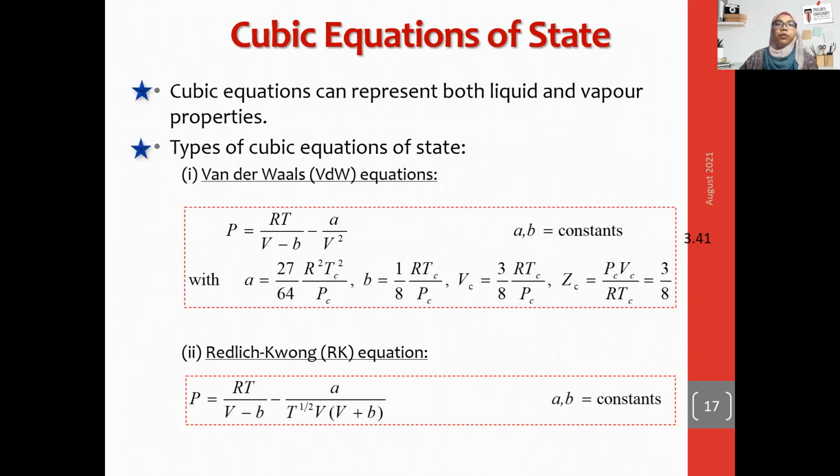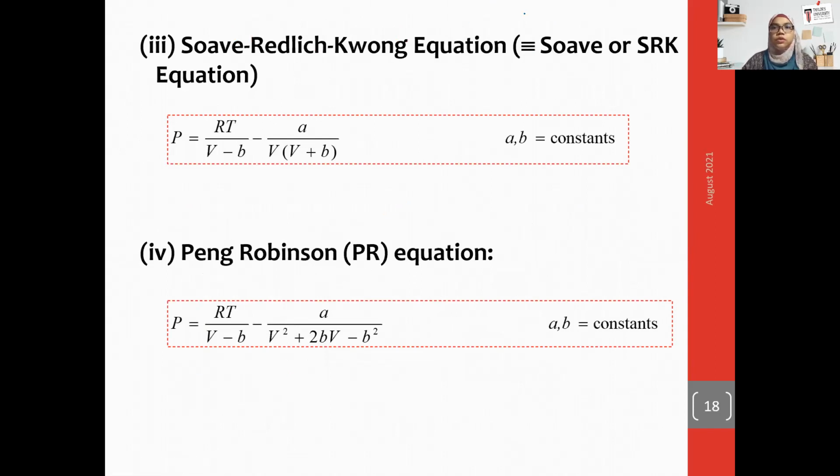Okay, we move to the next category, which is the cubic equation of state. The cubic equation can represent both liquid and vapor properties. Before I proceed, the cubic equation of state can be classified into the van der Waals, the Redlich-Kwong equation, the SRK, so Soave-Redlich-Kwong equation, and Peng-Robinson. Why do we have the different types of equation under the cubic equation of state?